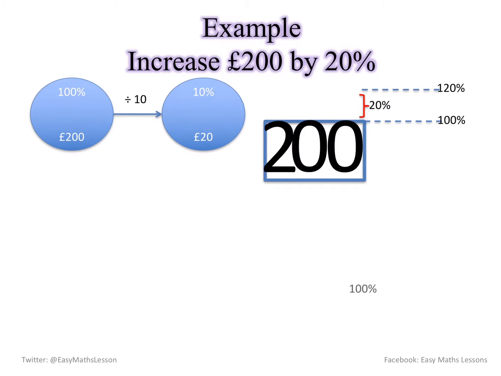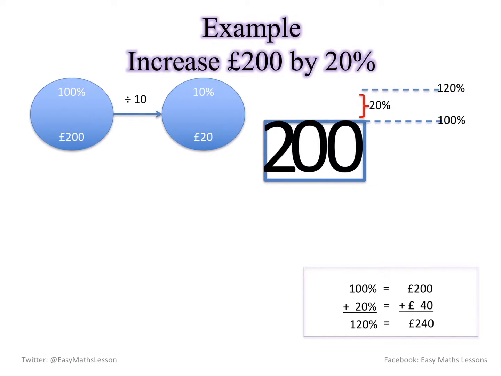So I take 100% of my amount, which is £200, add on the 20%, which is £40, and therefore, when I increase £200 by 20%, my answer would be £240. Got it? Great. Let's look at the next one, decrease.